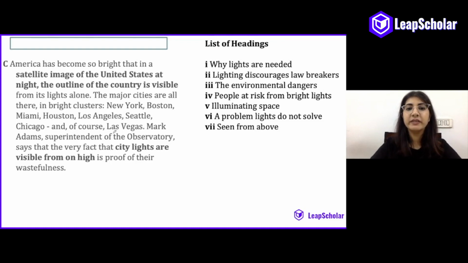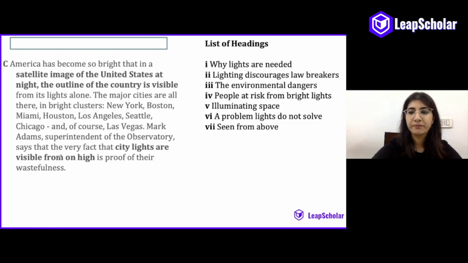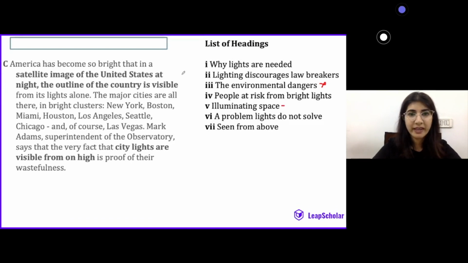Mark Adams, superintendent of the observatory, says that the very fact that city lights are visible from on high is proof of their wastefulness. All right, so let's begin again from the first one. Why lights are needed? It does not give any reasons of why light is required. Lighting discourages lawbreakers? No, the first two sentences do not talk about this, neither about the environmental dangers. People at risk from bright lights? No. Illuminating space? All right, let's see again if it talks about this.